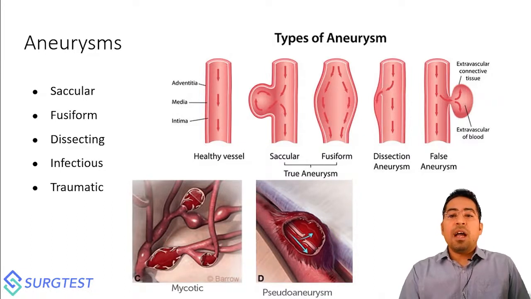aneurysm. And there is also something called a false aneurysm, whereby the outer walls of the aneurysm are not formed by the walls of the vessel but are formed by scar tissue. So this is called a false aneurysm. Scar tissue and connective tissue from the outside form the walls, and this is called a false aneurysm.